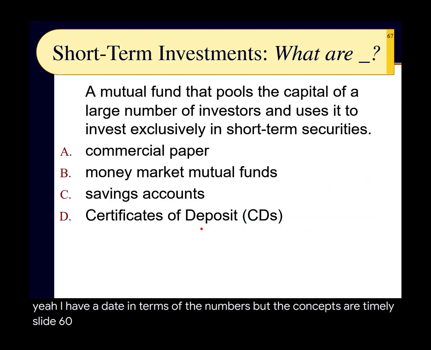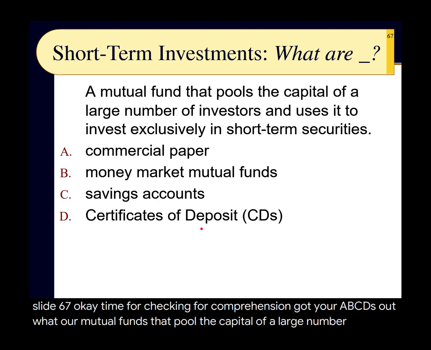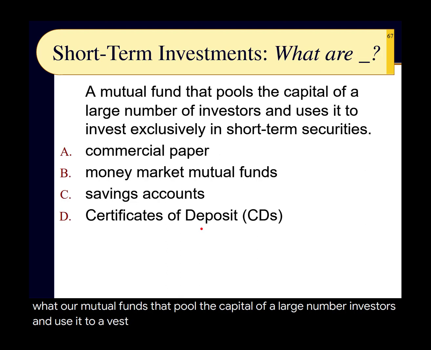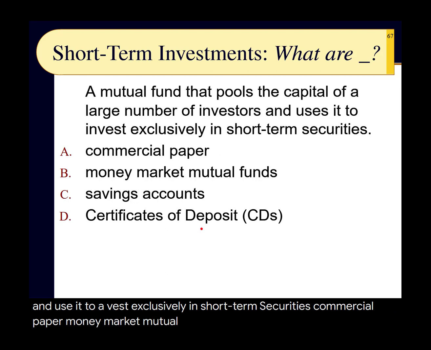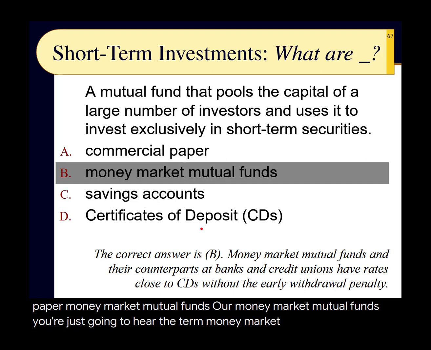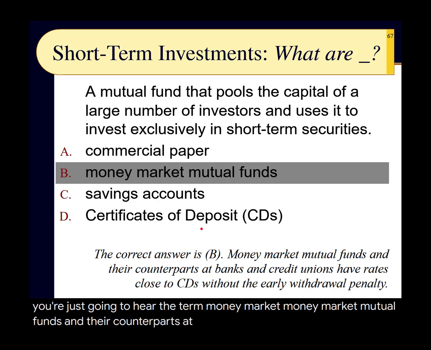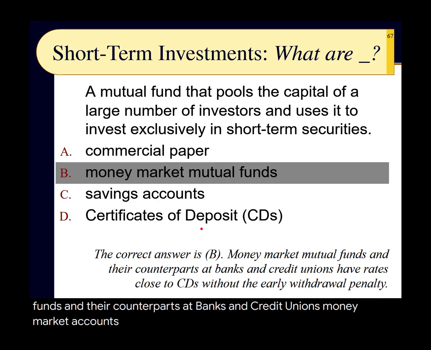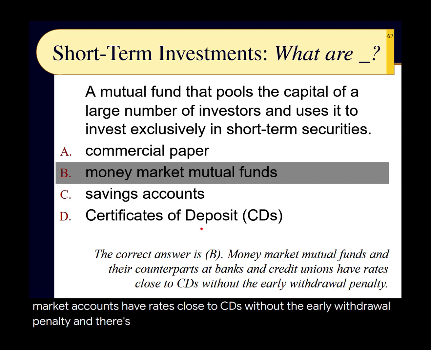Slide 67. Okay, time for checking for comprehension. Got your ABCDs out? What are mutual funds that pool the capital of a large number of investors and use it to invest exclusively in short-term securities? Commercial paper, money market mutual funds, savings accounts, CDs, certificates of deposit. These are money market mutual funds. You're just going to hear the term money market. Money market mutual funds and their counterparts at banks and credit unions, money market accounts, have rates close to CDs without the early withdrawal penalty, and they're super convenient.